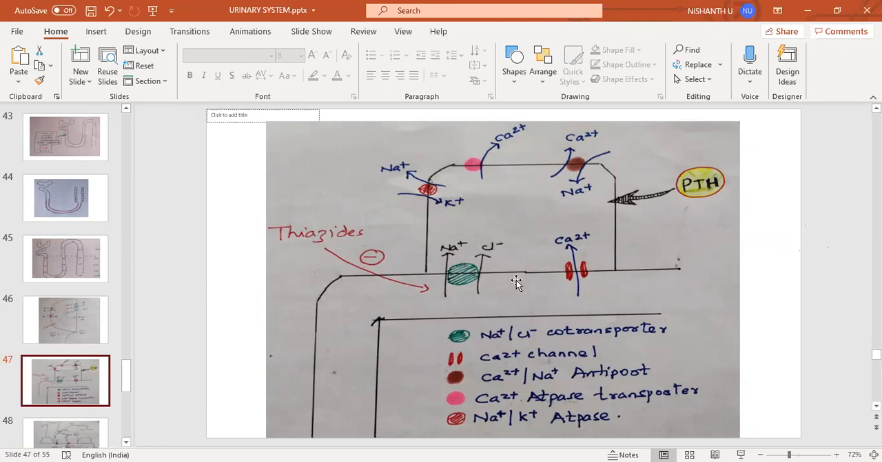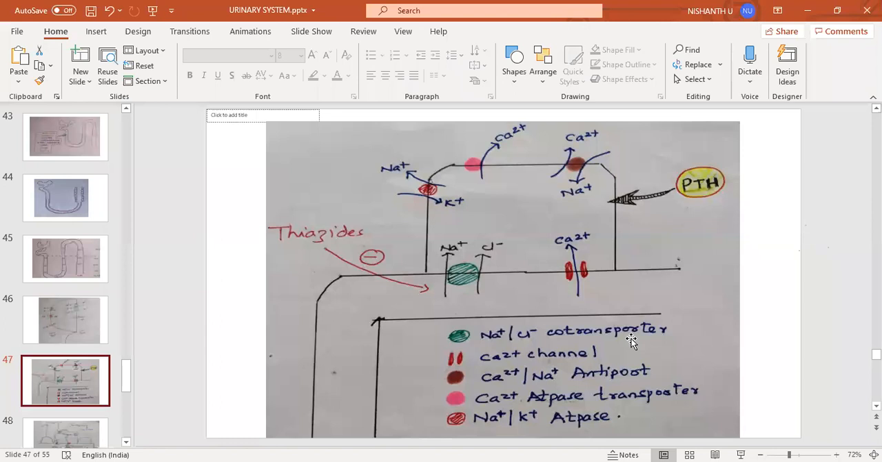Now, as usual, you can see that this is something unique, totally different. You can see that sodium potassium ATPase is there as usual. Obviously, you require ATP, a lot of energy. So when sodium potassium ATPase is there, it is understood that sodium should enter the cell from the tubular fluid. It is compulsory. But here the transporter is different. You can see that sodium as well as chloride is entering the cell with the help of one transporter. This transporter is called the sodium chloride co-transporter.